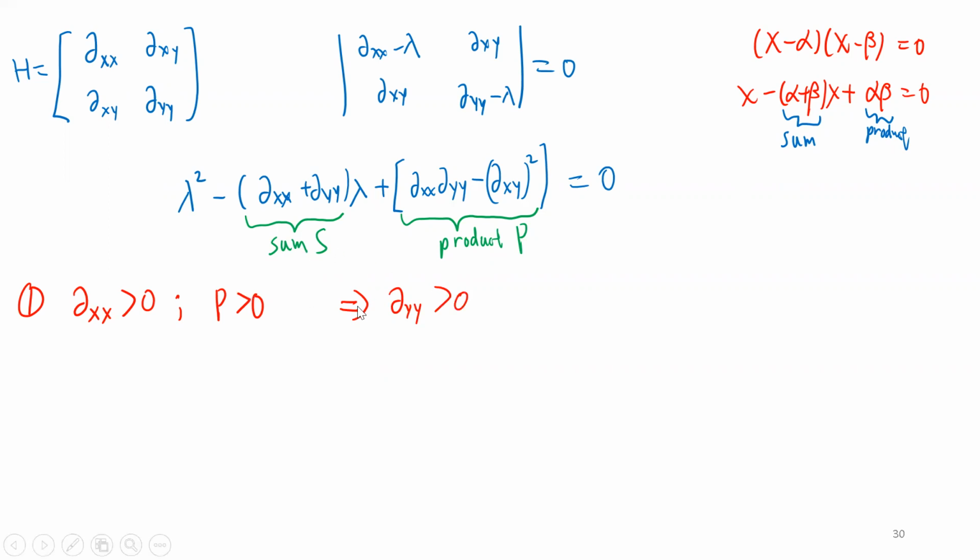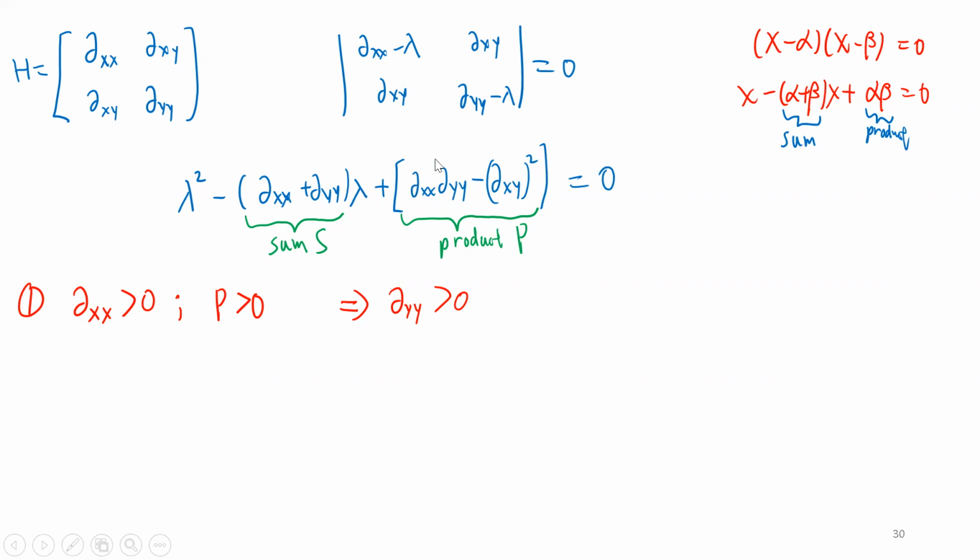Can you see why? Because P is greater than 0, that means this whole thing has to be greater than 0, and also partial xx is greater than 0. So for this whole thing to be greater than 0, I need this term to be positive. Actually it's a positive number that is greater than this number, but at least I require this one to be positive.